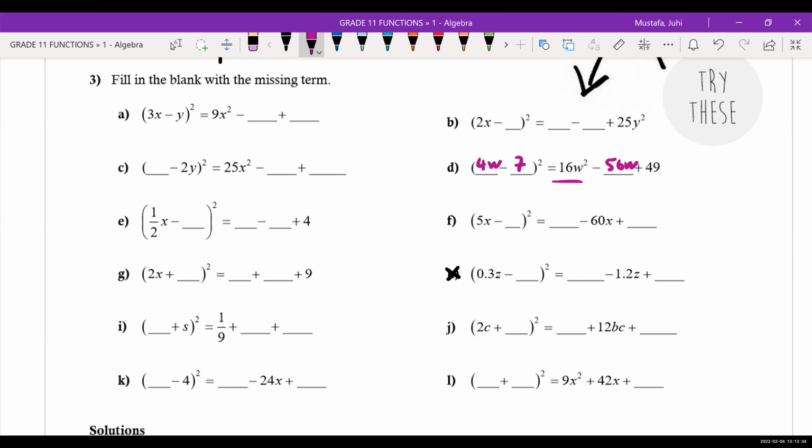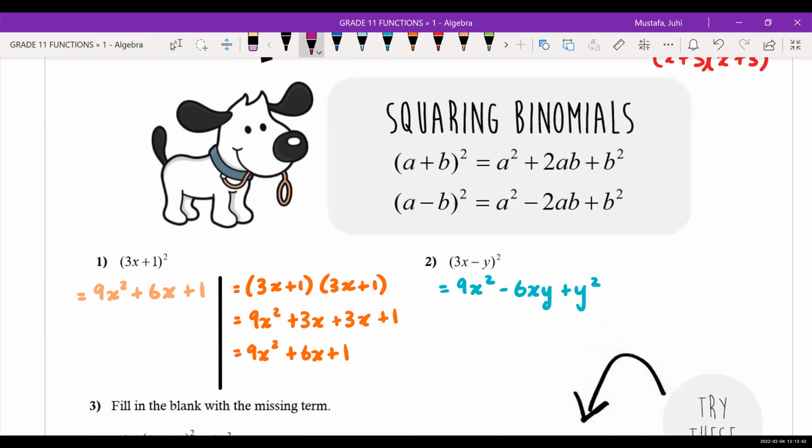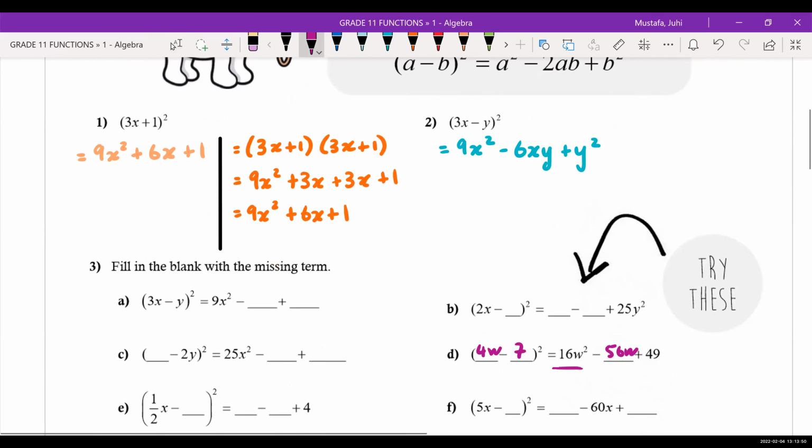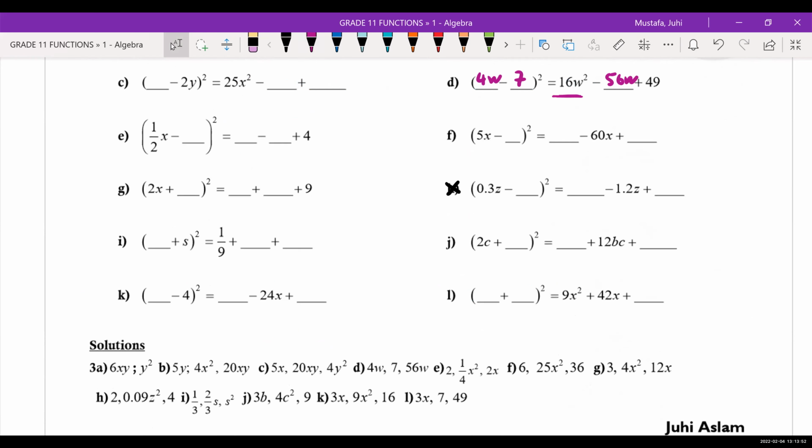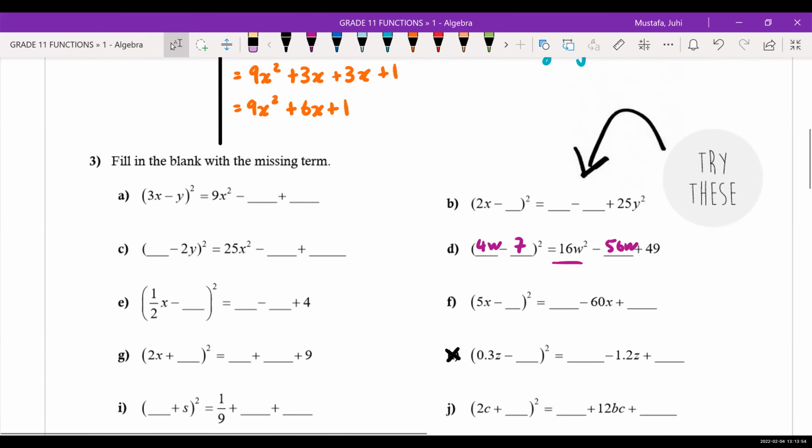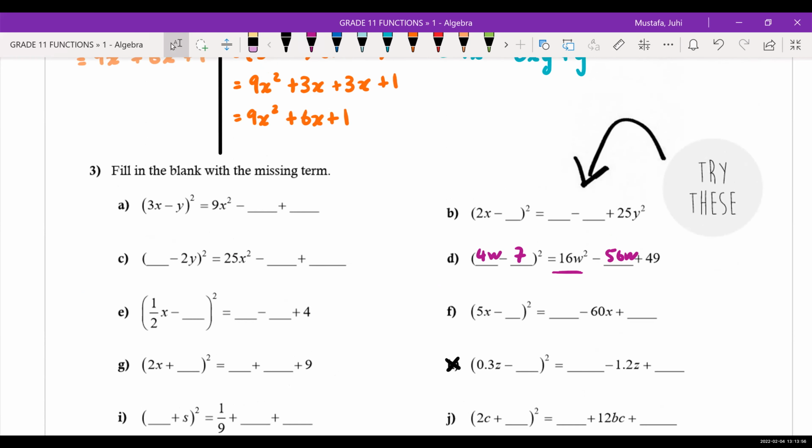Bea? It's actually just part of the rule. So see in the middle term right here, you take A times B times 2 to get the middle term. So we're just following kind of a formula. It's going to be 56w, exactly, because you're multiplying 4w times 7 times 2. 56w, yeah.